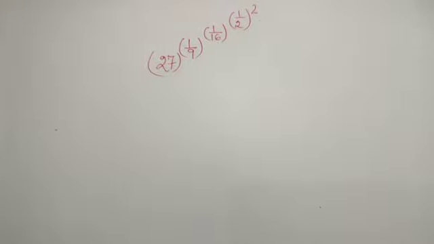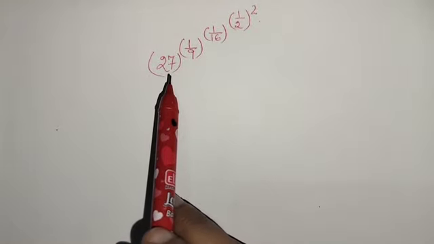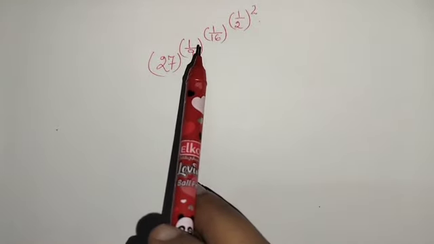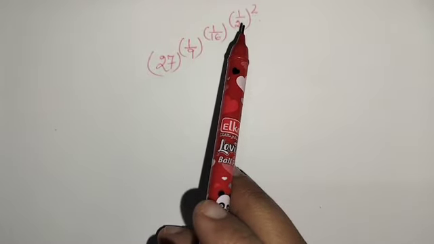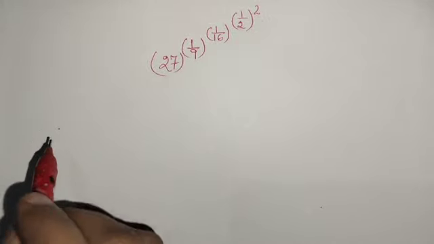Hello everyone. Today we solve this type of interesting problems. 27 to the power 1 by 9 to the power 1 by 16 to the power 1 by 2 whole square. How to solve it? Let's check solution.